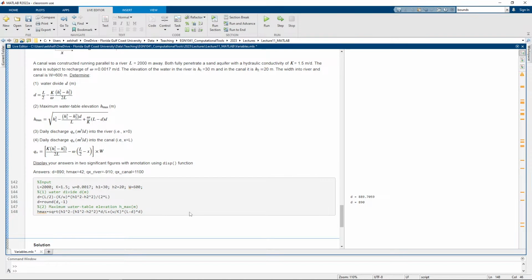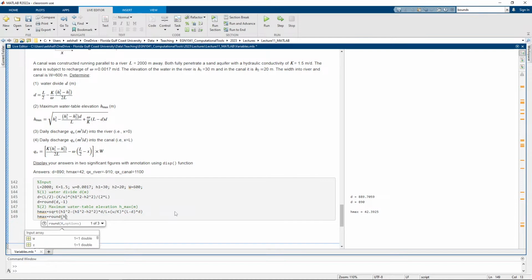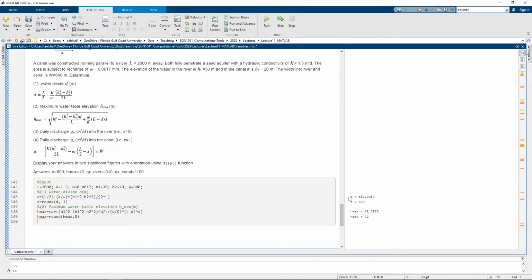so then I run this and I got something like 42, and again I need two significant figures, which means I need to get rid of these digits. So here I could say H max is equal to round H max, and here I just round to 0, or I just can leave it round. I will just write round to 0. So now I got 52, two significant figures. Here I have 890, two significant figures, because this 0 is not a significant figure.